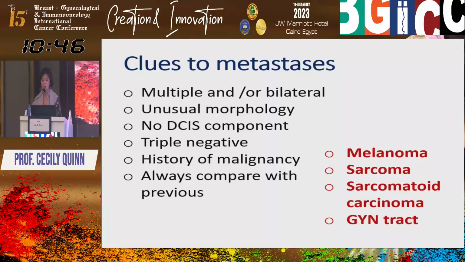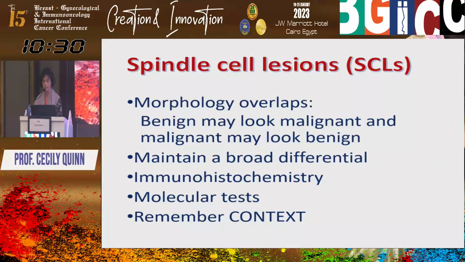So clues to metastatic disease are multiple lesions, bilateral lesions, odd morphology, no DCIS, triple negative, a history of malignancy, and it's always good to compare with the previous. And these are the lesions that most commonly metastasize to the breast. So to conclude, spindle cell lesions of the breast are very challenging. The morphology overlaps. Benign may look malignant, and malignant may look benign. It's very important to keep an open mind and maintain a broad differential, use immunohistochemistry and molecular tests as guided by the morphology, and always remember context.